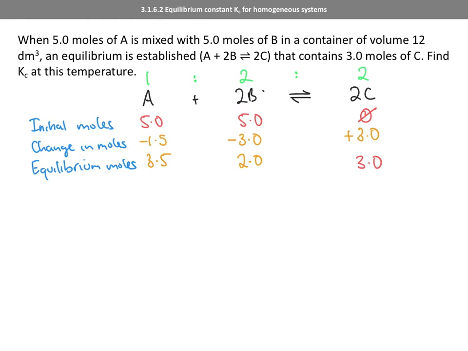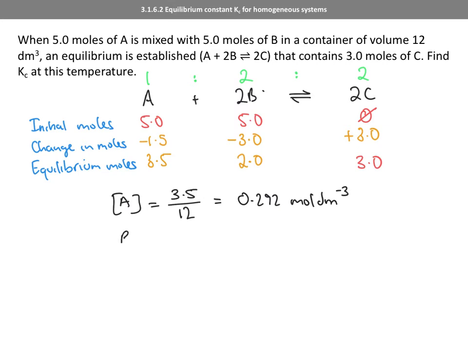Now, even before we get to our equilibrium expression, we know that what we're actually needing is concentration. Now they've given us the volume of the container as 12 decimeters cubed, and that will be the volume for A, B and C, because they're all in a closed system, they're all in the same container. So the concentration of A equals the number of moles, which is 3.5, divided by the volume, which is 12, which gives us a value of 0.292 moles per decimeter cubed.